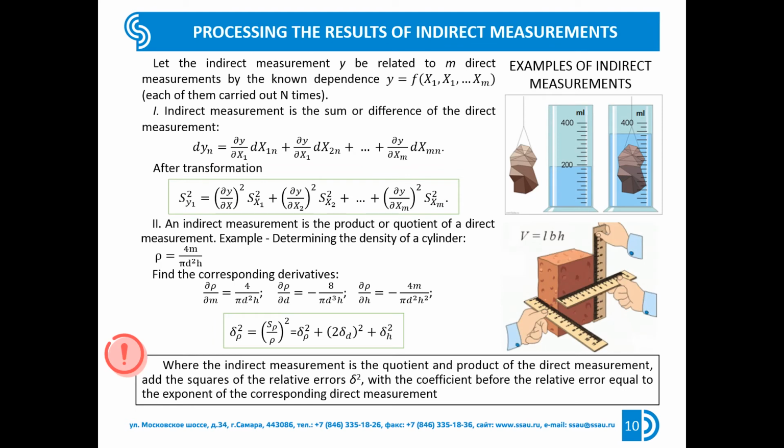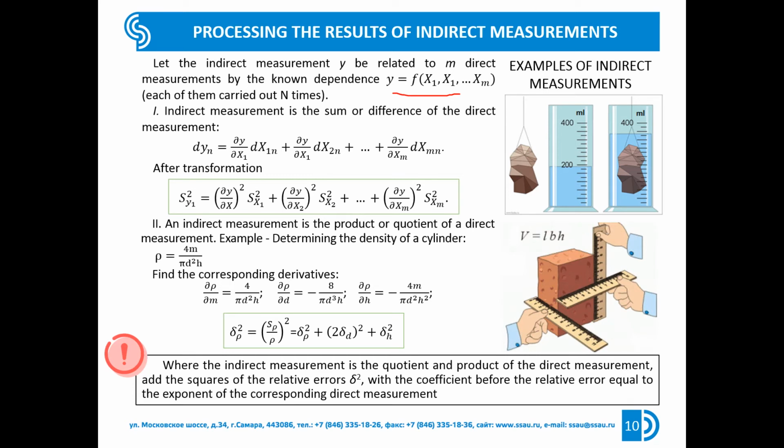In tests, it is often necessary to process the results of indirect measurements. For example, let an indirect measurement of y be related to m direct measurements by a known relationship, each of them carried out n times. Obviously, m errors, for example of the first measurement, will cause a certain error in the indirect measurement delta y. Usually the values of delta x are very small and the direct measurements of x can be considered independent.